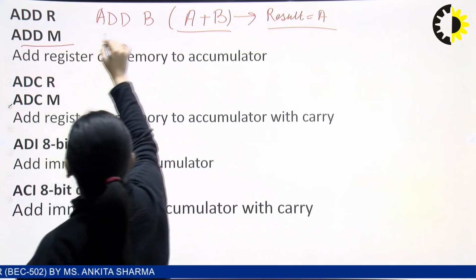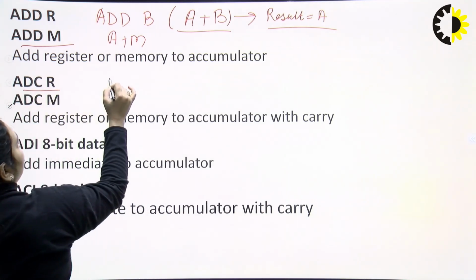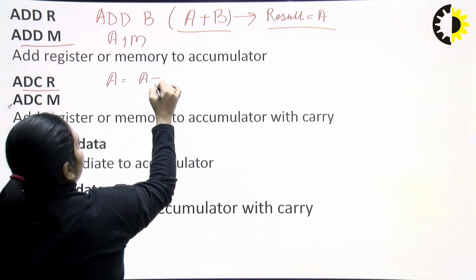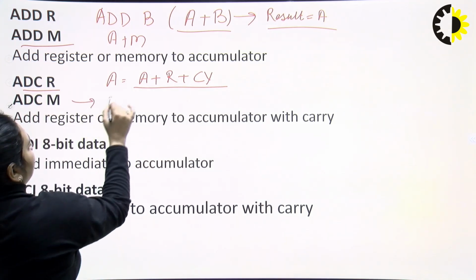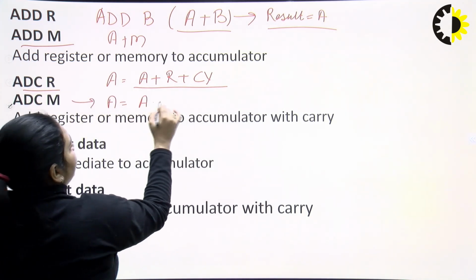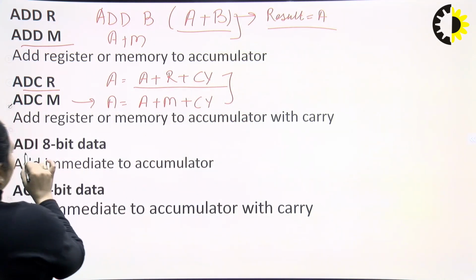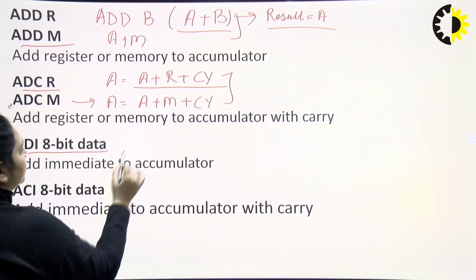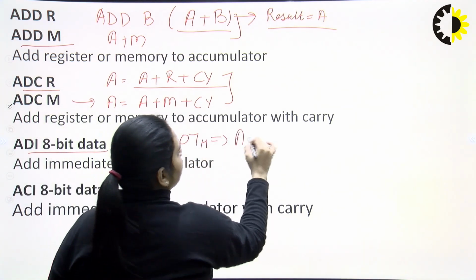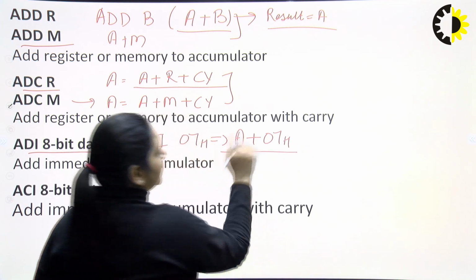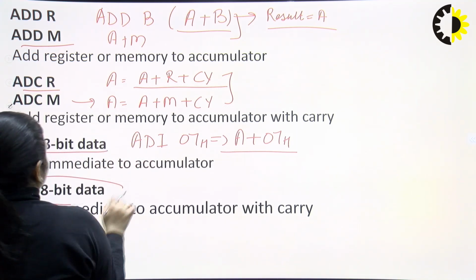ADD M means memory contents will be added with the accumulator. ADC means add with carry. So what I am going to do, accumulator's content will be A plus that particular register plus carry, and in memory, accumulator's contents will be accumulator plus memory plus carry. So these are addition instructions. ADI is my 8-bit data given here. For example, it is given ADI 07H. What will happen? Accumulator's contents will be added with the given data and the result will be stored in the accumulator itself. In the arithmetic instructions, all the results are stored in the accumulator.